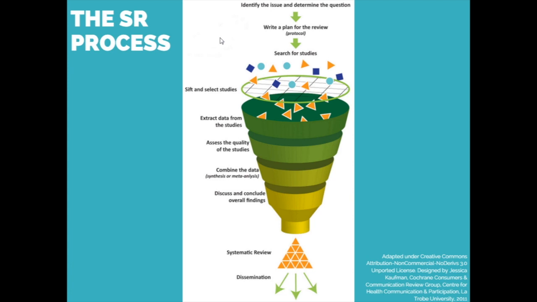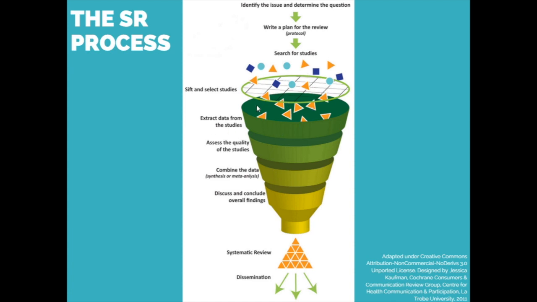From there on, once you have your plan set, you'll go out and actually search for some studies. And once you gather the great amount of articles and studies that are out there, you'll move on to sifting and selecting the studies. So you're going to sort them out based on your criteria. You're going to get rid of anything that isn't relevant.